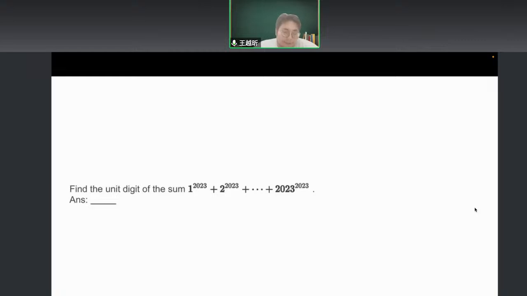So for example, 1, of course, the last digit is still 1, 1, 1, 1, 1. So about 2 to the 2023, we just look at the last digit. So maybe I can write here. 2 is 2, and 2 times 2 is 4. 4 times 2 is 8. 8 times 2 is 6. 6 times 2, the last digit becomes 2. And we know, maybe, is it a pattern of 4 or 5 numbers?